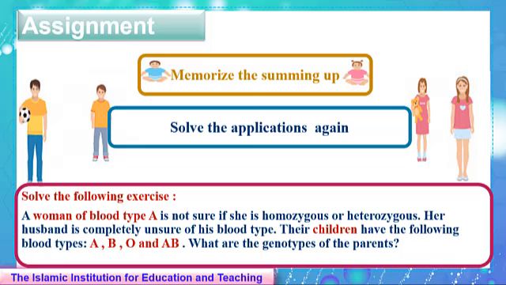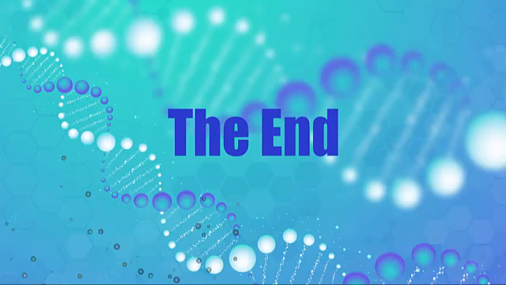Memorize the summing up, solve the applications again, and solve this exercise. A woman of blood type A is not sure if she is homozygous or heterozygous. Her husband is completely unsure of his blood type. Their children have the following blood types: A, B, O, and AB. What are the genotypes of the parents?